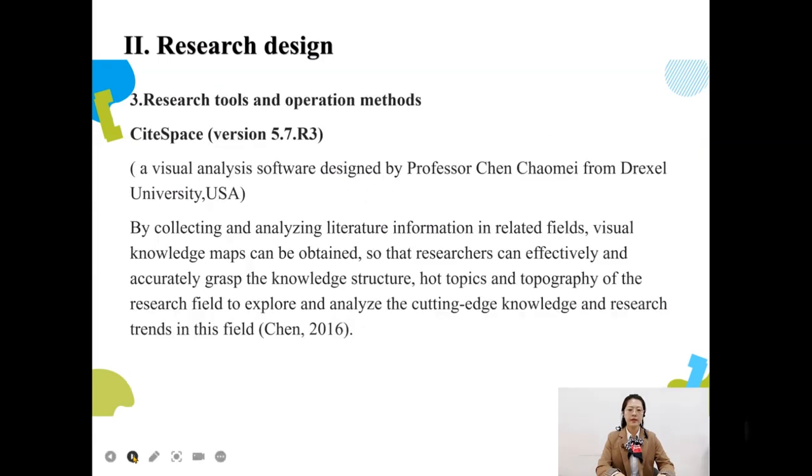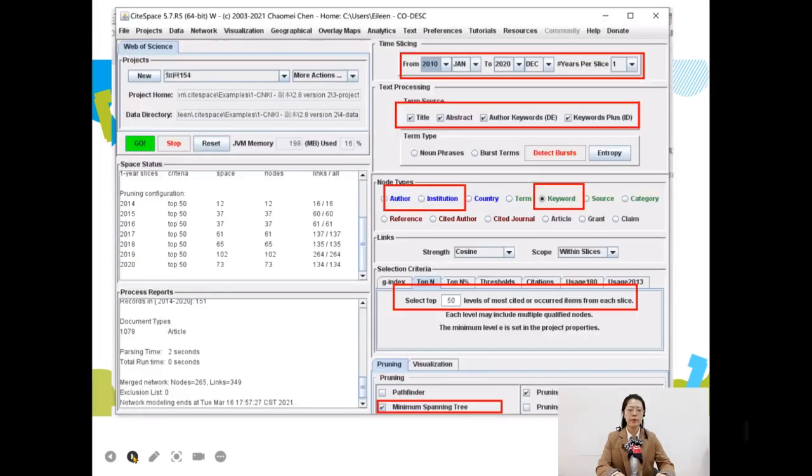In this study, CiteSpace version 5.7 R3, a visual analysis software designed by Professor Chen Chaomei from Drexel University, USA, was used as the data analysis tool. The 154 eligible papers were imported into CiteSpace after format transformation, and the time slicing was from 2010 to 2020, with the year per slice as 1 year.